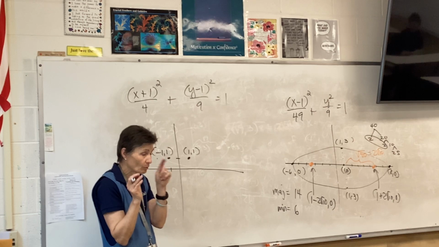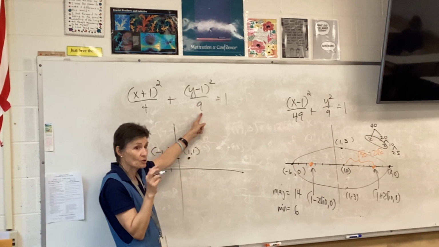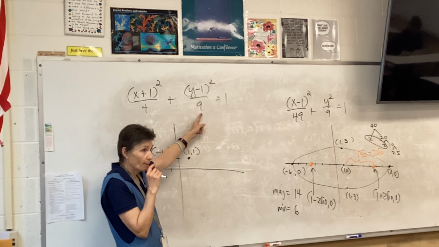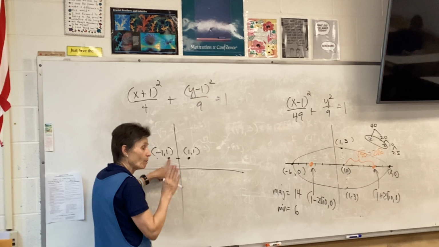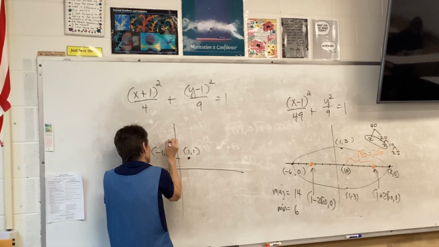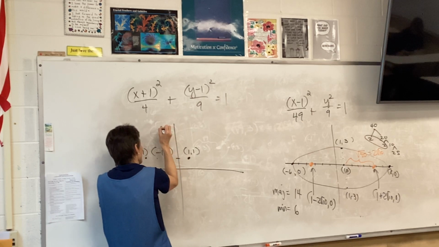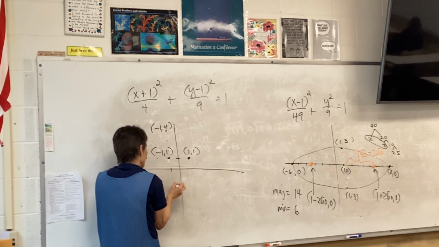Now, this told him that he has to do what now? Up and down 3. From the center, always from the center. So, put your pencil on your center. 1, 2, 3. Where's this one? Negative 1, 4. And then 1, 2, 3. Negative 1, negative 2. Perfect.